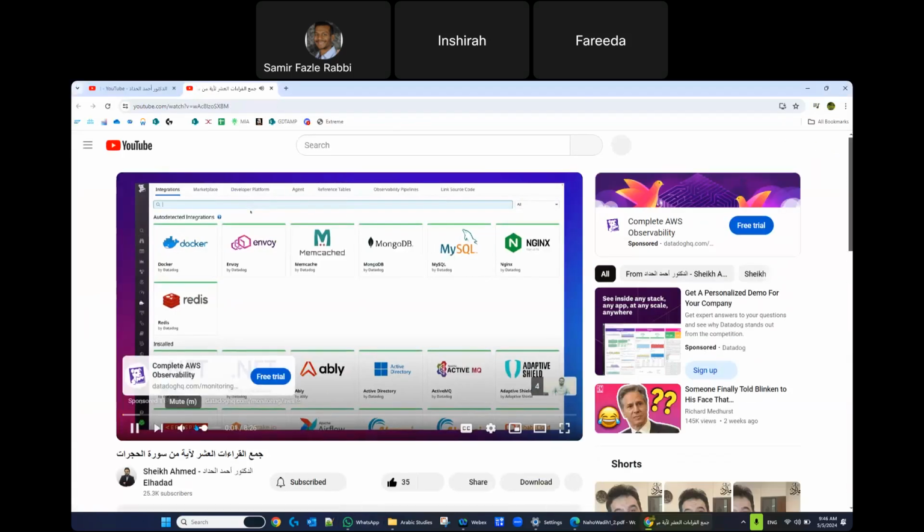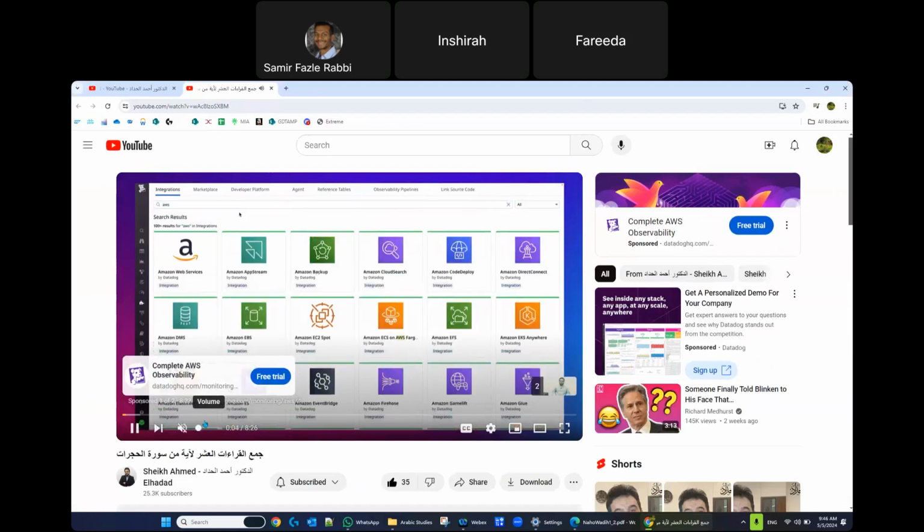Welcome to a demo of Datadog's AWS monitoring solution stage. As a site relies on.